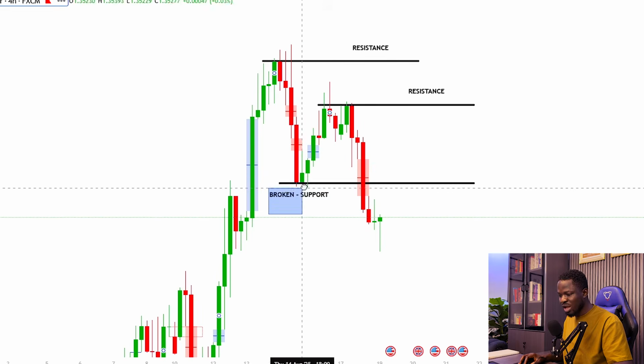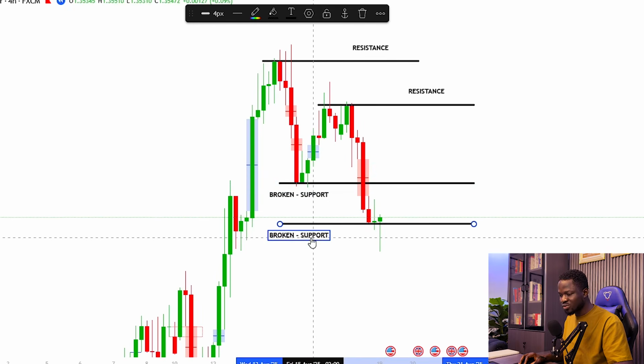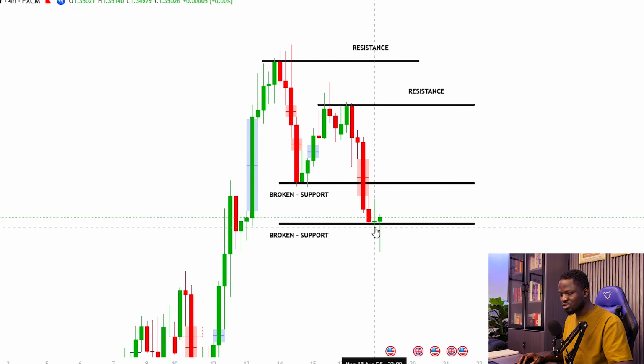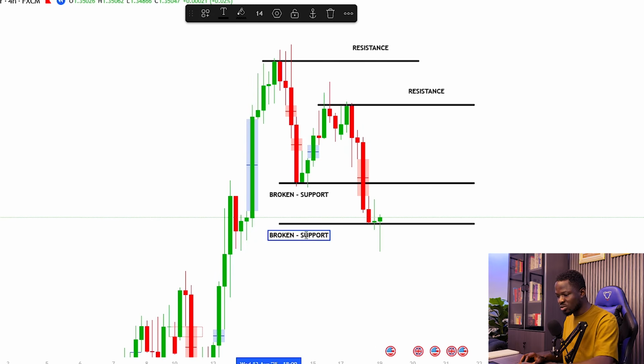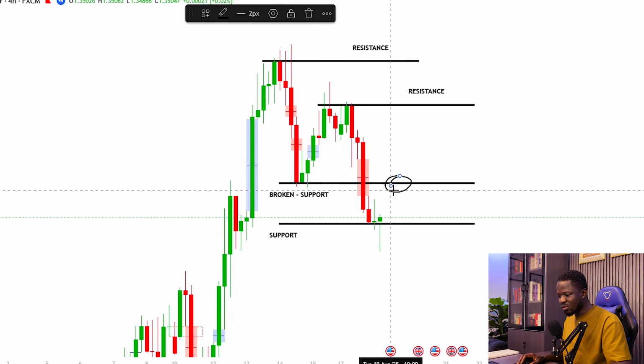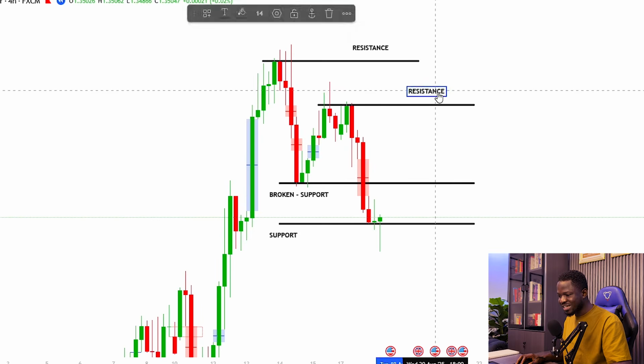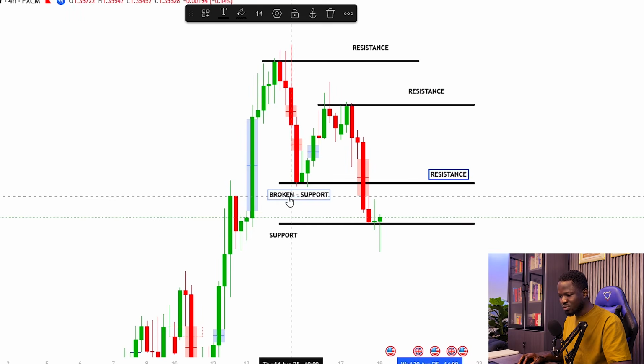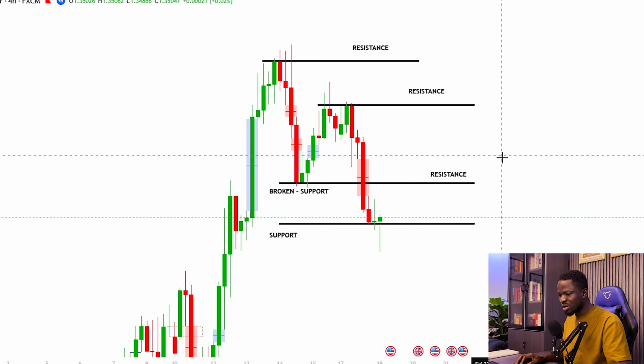Now we have our brand new support around this zone here. Price just created a brand new support. It is not broken support because price is yet to invalidate it. So if the price retests this zone again, we now call it the new resistance. That is broken support turned to new resistance.